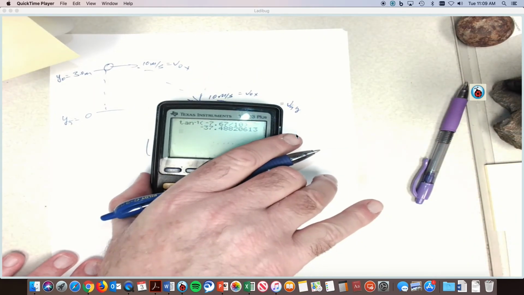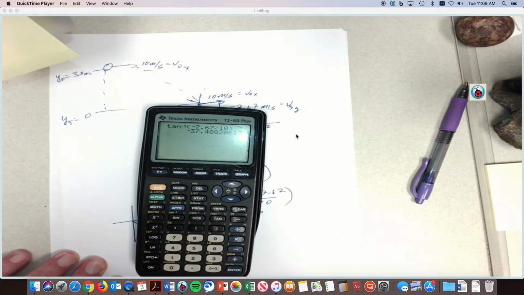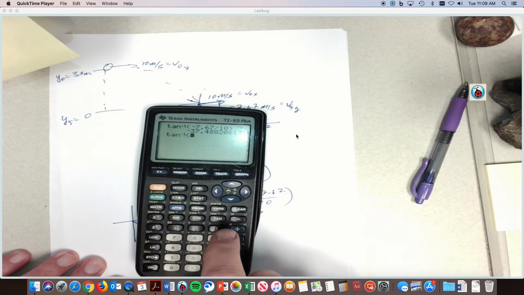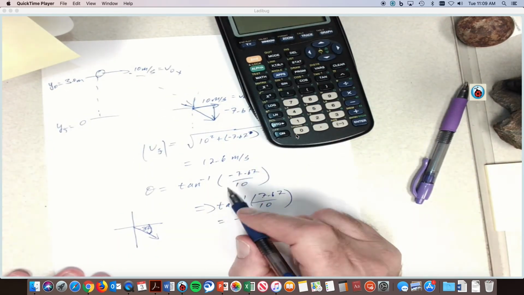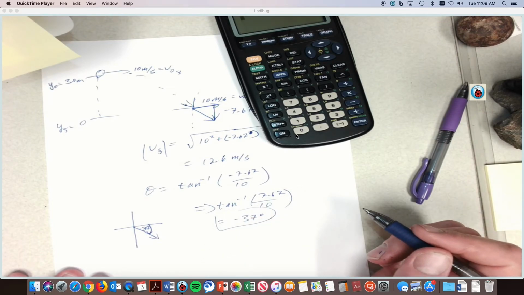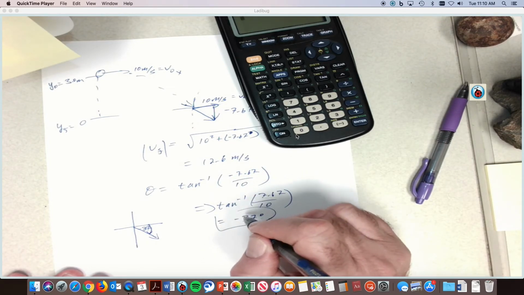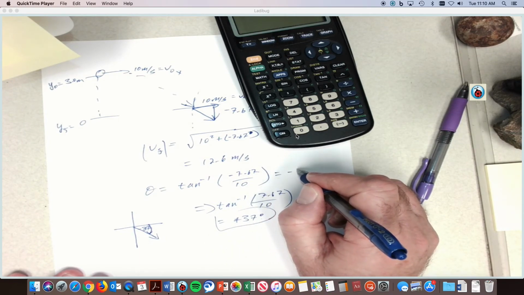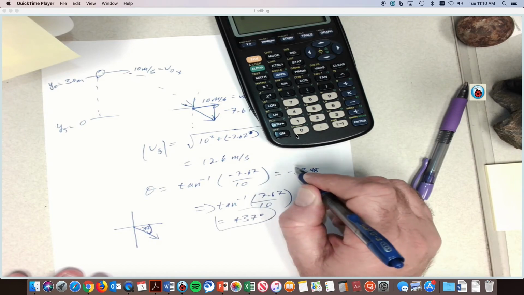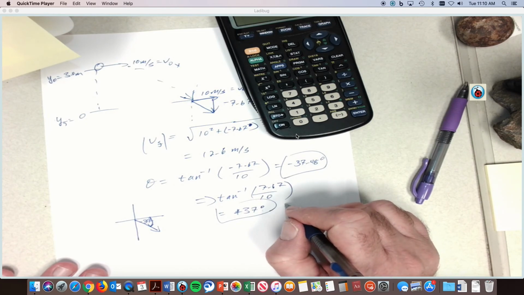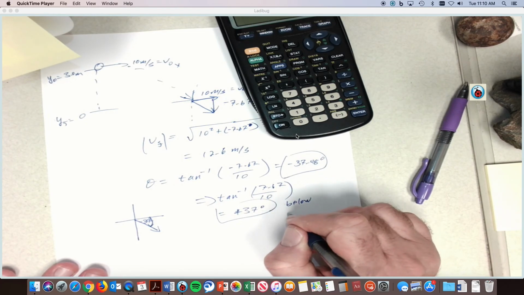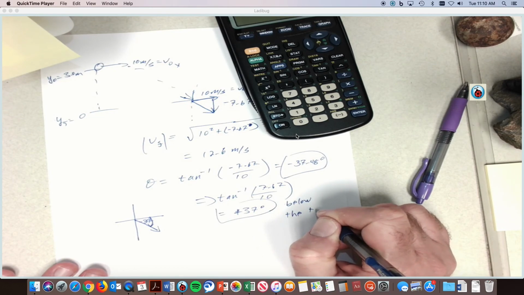But look what happens if I put in the positive. Inverse tangent of 7.67 divided by 10. I get positive 37.48 degrees. Now, if you did this, that would be correct. If this one came out to be positive, this one came out to be negative 37.48 degrees. This is also correct because I know what you mean. But if you come up with the positive, make sure you say below the positive x-axis.